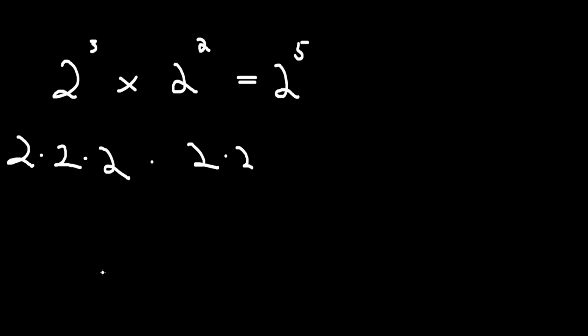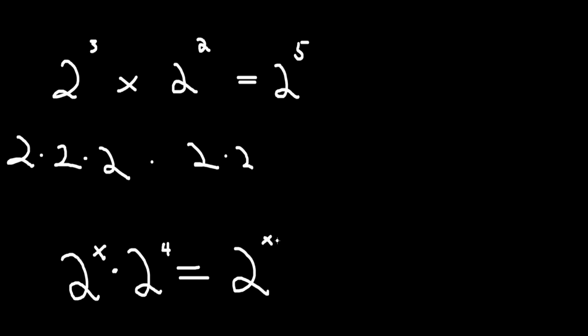You can even do this if you don't know what the power is. So let's say we have 2 to the x multiplied by 2 to the fourth. So if we multiply these, we have x number of 2s and we have 4 2s, so the new power should be those two numbers added together, so the new power becomes x plus 4. So even though we don't know what x is, the second someone gives us a number, we'll be able to figure it out. So let's say there were 7 of them.